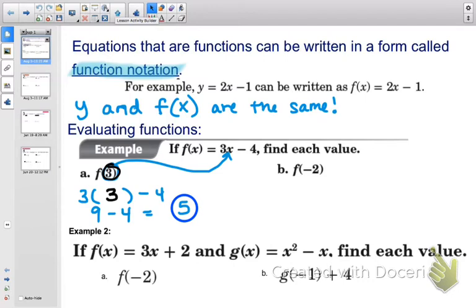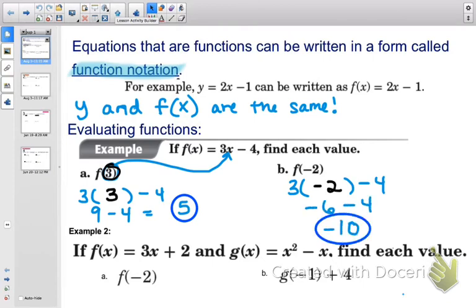Part B says this time we're plugging in -2 for x. So I'm going to write 3x minus 4, but plug in -2 when I see the x. 3 times -2 is -6, minus 4, -10.